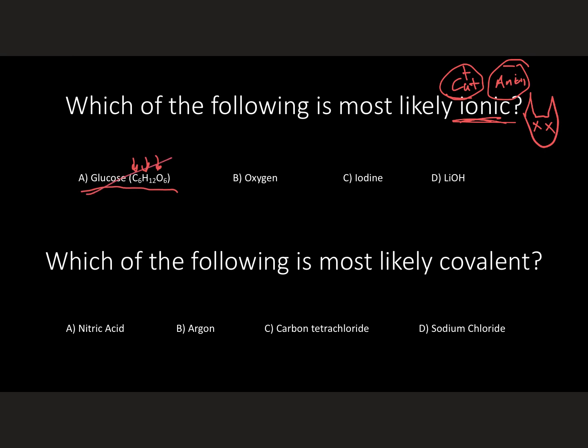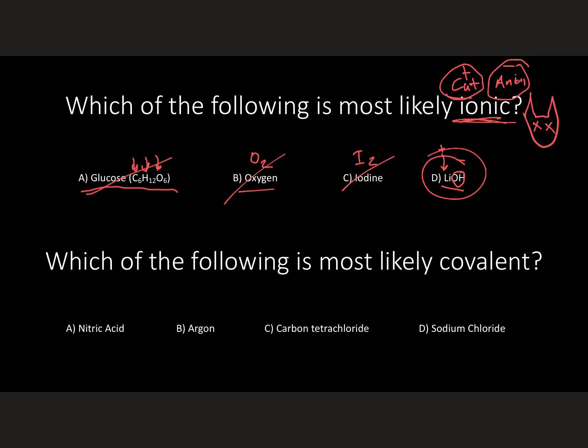It'll dissolve in water, but it won't dissociate into ions. Oxygen, remember, that's a diatomic, O2, but it's a non-metal. It's not ionic. Iodine, another diatomic, I2. It's not a metal. Then we have a polyatomic hydroxide, lithium hydroxide. Lithium is a positive species, and hydroxide is the anion. Lithium hydroxide is most likely the ionic one.